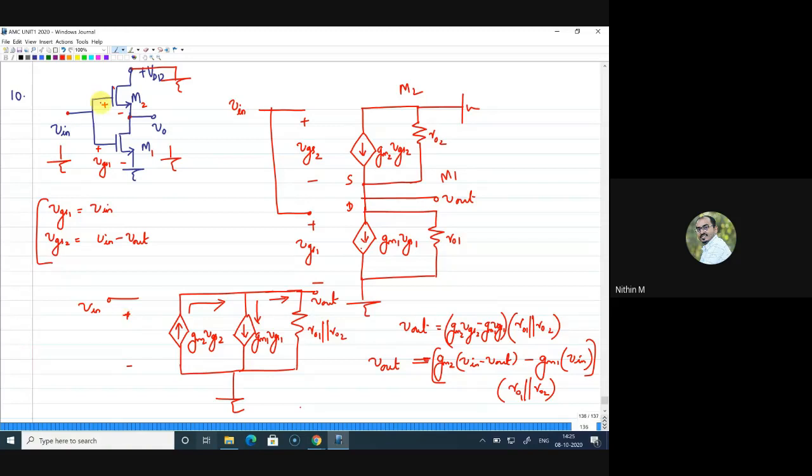So V in is connected to the gate of both the transistors. So I'm marking this as gate, and I'm marking it as V in. Anyway, gate is not connected to drain or source. That is why I am just leaving it as a single line here. But with respect to the source of each transistor, VGS1 and VGS2 will be there, that is not shown in the second diagram, because in the second diagram I was concentrating on how to find V out.